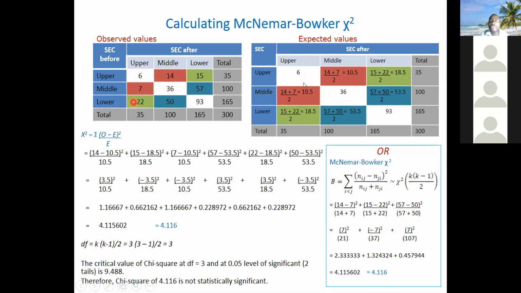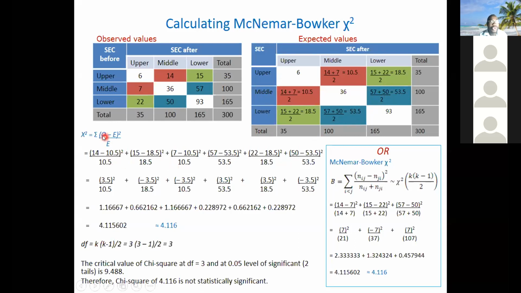The values 50 and 22. 50 plus 22 over 2 is 18.5. All of them must have equal values. Each of the pair must have an equal expected value if the null hypothesis were true, that is, if there is no change. The same thing with this one. 50 and 57. 57 plus 50 over 2, 53.3. The same thing.